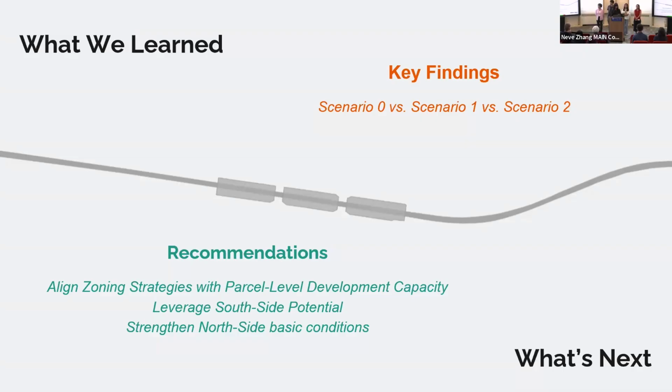Last but not least, we cannot ignore the north side, and since unlocking land value on the north side will require more than zoning strategies, it definitely needs investments in infrastructure, better access, and essential services to mitigate the highway barrier effects.